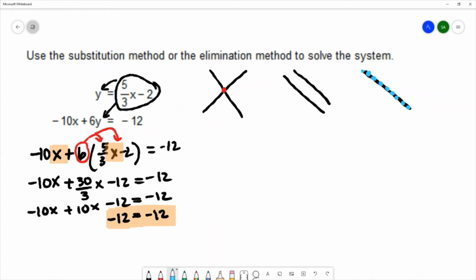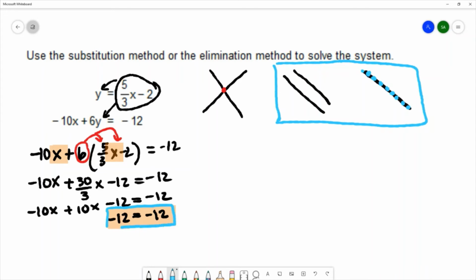So whenever all of the variables cancel out, like it did in this problem, we know that our system is in one of these two states where we have parallel lines or two lines that are right on top of each other. And this final statement here is going to indicate to us which one of those special cases. So because our final statement is a true statement, negative 12 does equal negative 12. That is a true statement. We know that we're in this case right here where the two lines are right on top of each other.